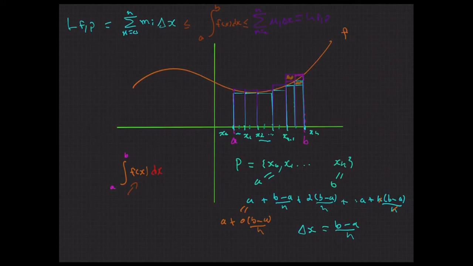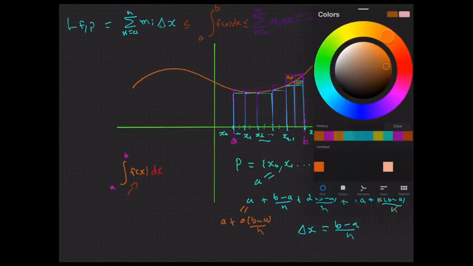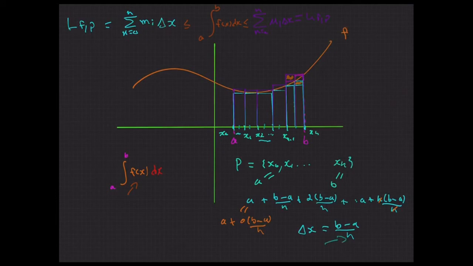So as we refine the partition, and with these uniform partitions, refining just means increasing n, the lower sums are either staying the same or getting bigger, and the upper sums are either staying the same or getting smaller. And the whole time, no matter how I do this, the integral is stuck in between them.